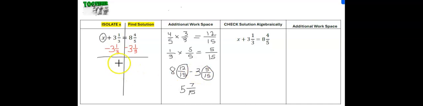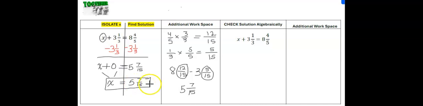So I've done all this work off to the side, and I'm now going to bring my solution down. So my solution to this equation is 5 7/15. And on the other side, I have a plus 3 1/3 and a minus 3 1/3. Well, that's 0. Because we're isolating, that would make sense. And we get x plus 0 equals 5 7/15. Well, x plus 0 is just x, and x equals 5 7/15. So we're just funneling down to get an equation that states the solution in a nice sentence. X is 5 7/15.